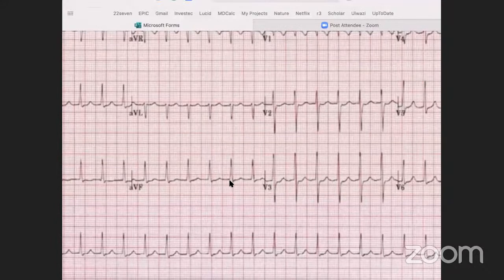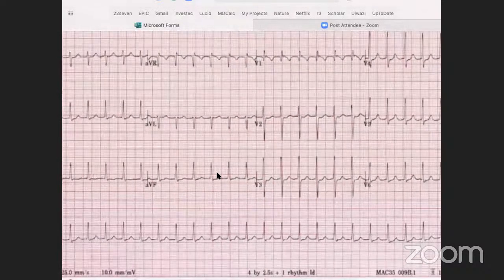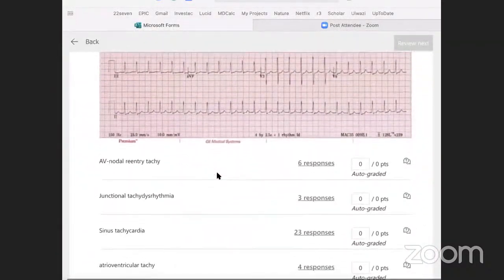And so, very small mapped out, we can see that there are little P waves that occur at a regular rate. So if we were to map out the Ps, they are completely dissociated from our QRS complexes. And so that means that there's no communication between my atria and my ventricles, and that the narrow complex tachycardia is coming from below the atria at the level of the AV node. And so the correct answer for this one is an AVNRT.